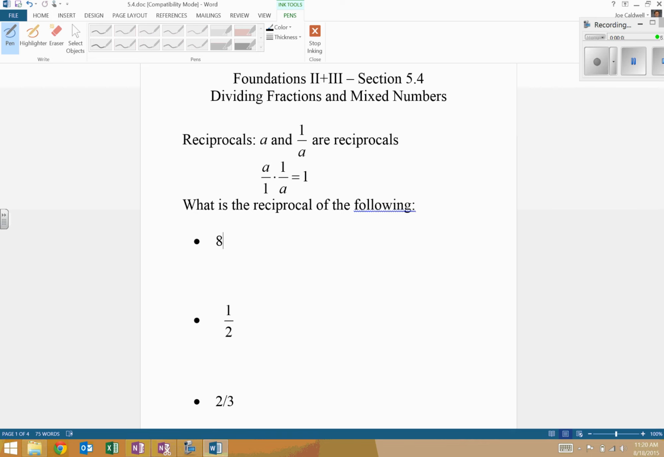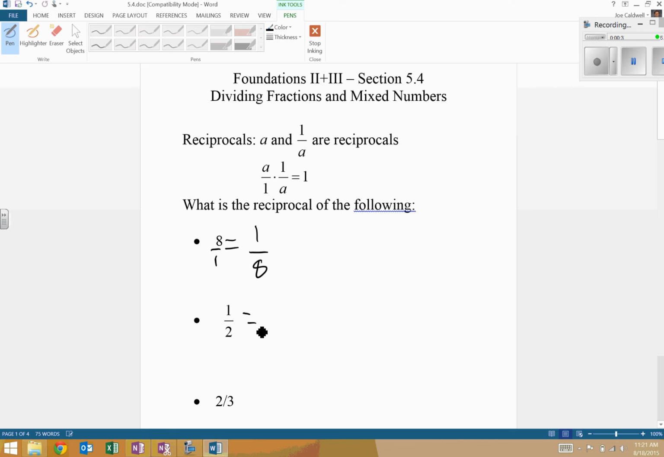All right, so with dividing fractions, the first vocab word we need to know is something called a reciprocal. Here's an example: the reciprocal of a is 1 over a. Basically the reciprocal of something is the flipped version of it, so just flip a fraction over itself. If it's a whole number, then it's going to be that number over 1. So for example, the reciprocal of 8 will be 1 over 8 because technically 8 is 8 over 1. So we just flip it.